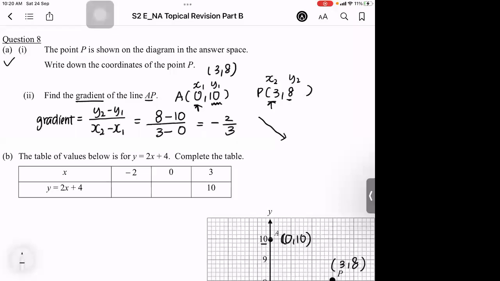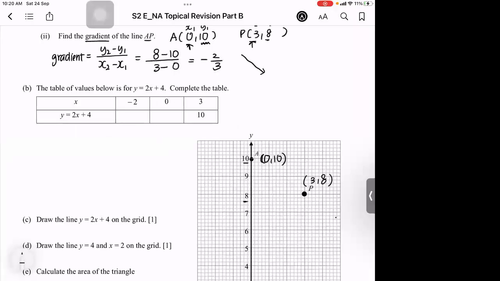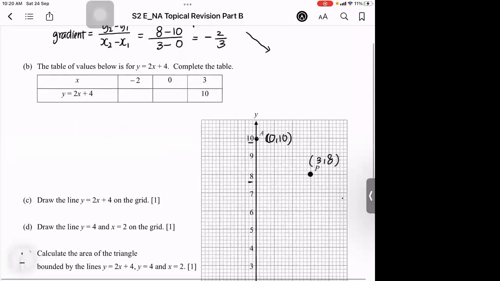Okay, next one, complete the table of values. Do you all know how to find the table of values? Fill in. Yes, you need.